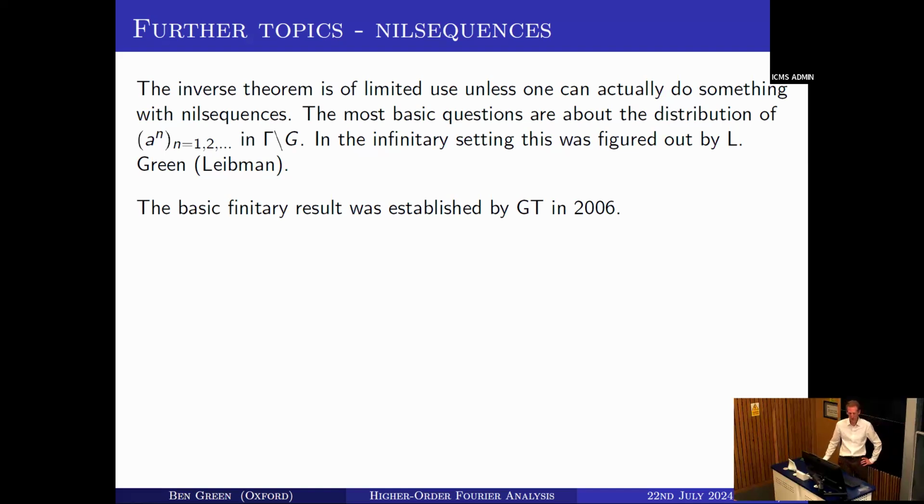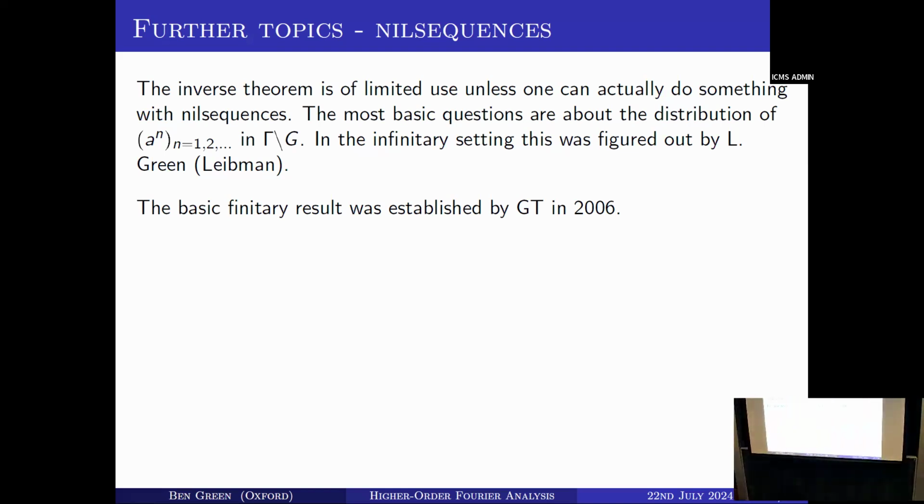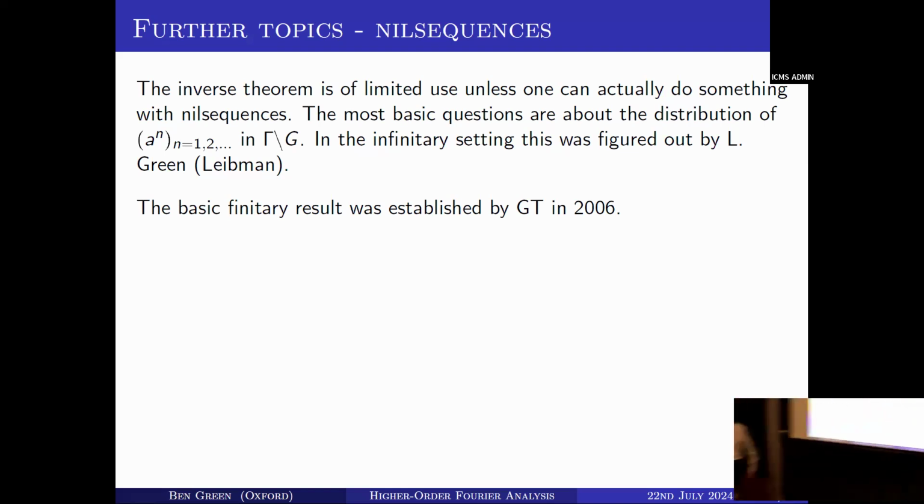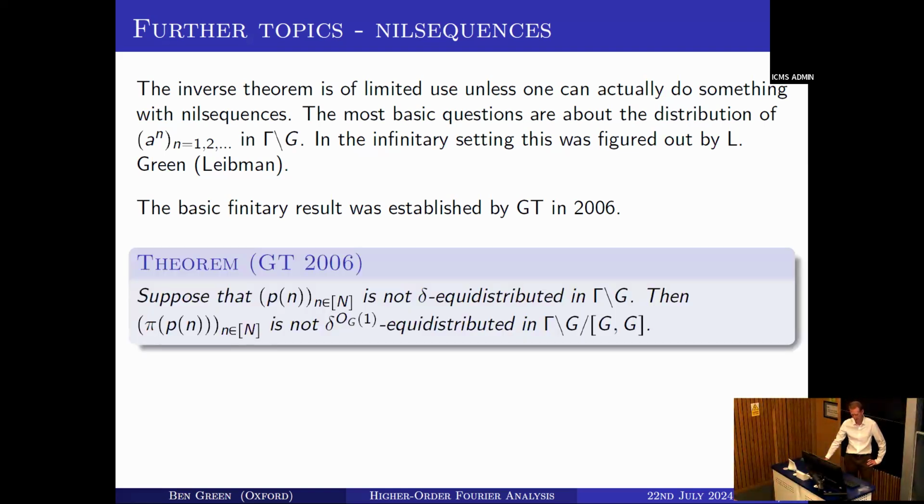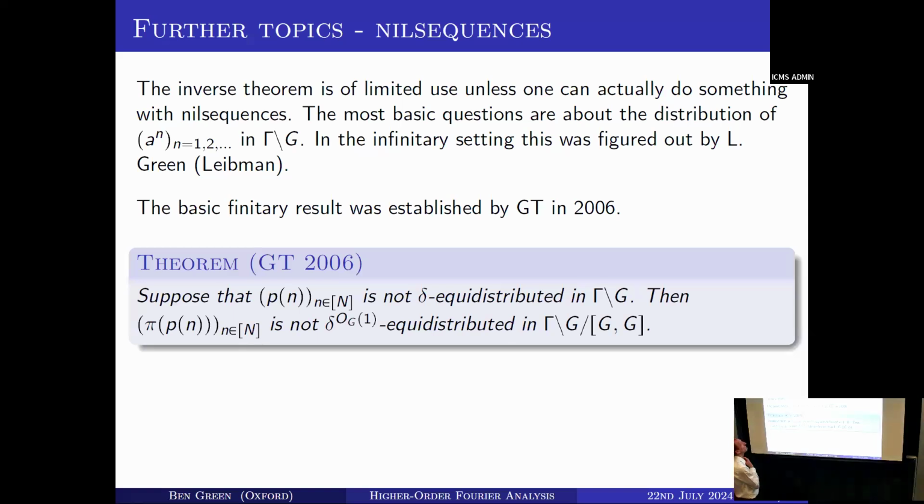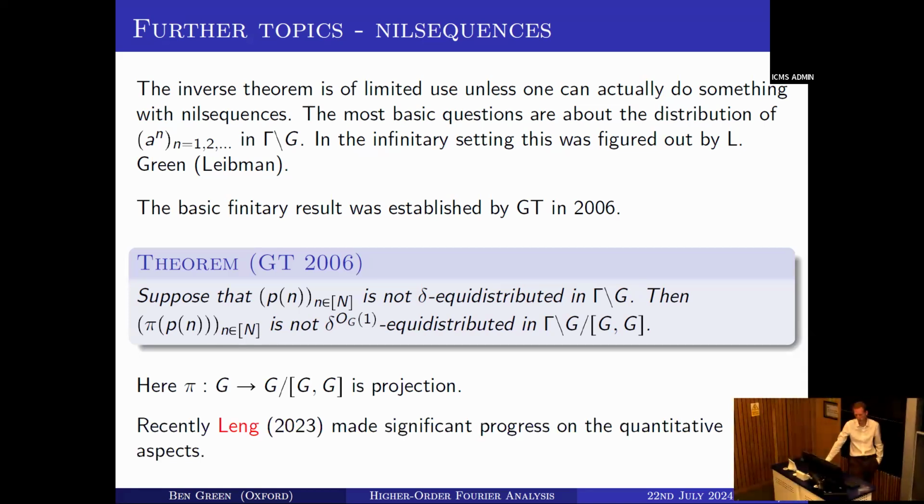And the basic finitary result in this direction, so in other words, what can you say if some finite segment of a nilsequence is or is not close to equidistributed in G mod Gamma? That was done by Terry and me in 2006. And here's roughly what it says. Suppose you've got a polynomial sequence on your group, and it's not close to equidistributed in the nilmanifold, then the reason for that must be that its abelianization is not close to equidistributed in this object here, which is actually just a torus. So that's projection onto the horizontal torus.